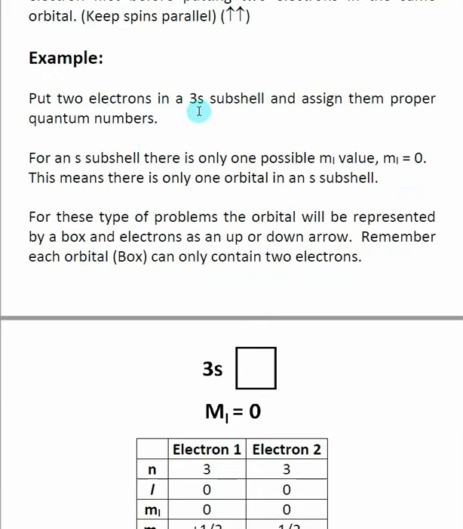When I'm dealing with a 3s subshell, I know that the L value is equal to 0, and I know this because we're dealing with an S subshell. When L is equal to 0, my only possible m sub l is equal to 0. So that means in an S subshell, I can only have 1 orbital. So I have 1 box that can hold 2 electrons.